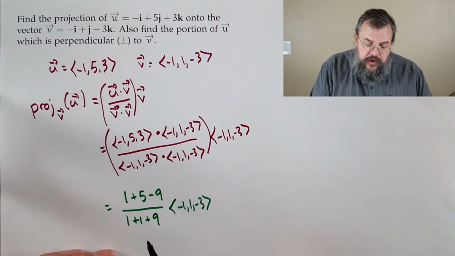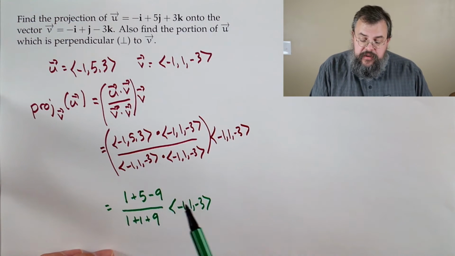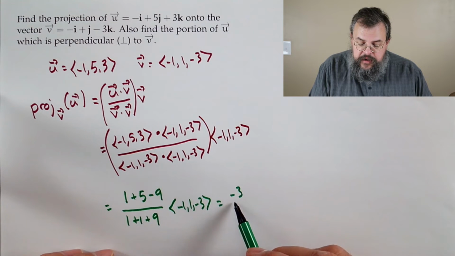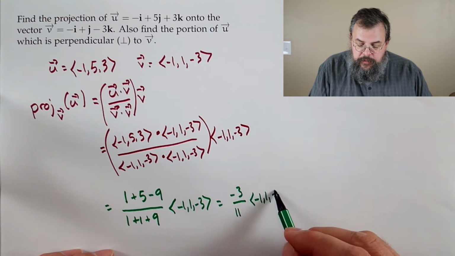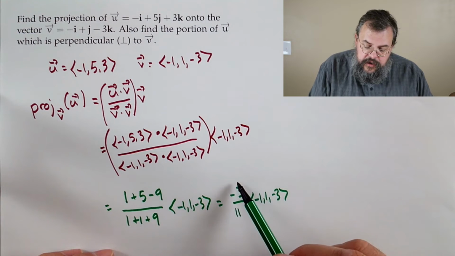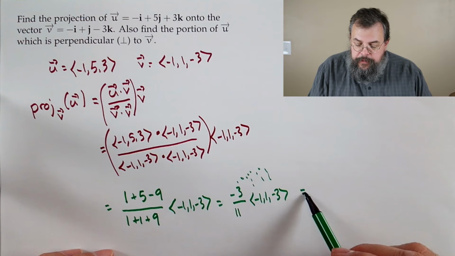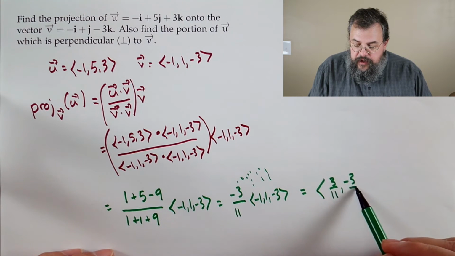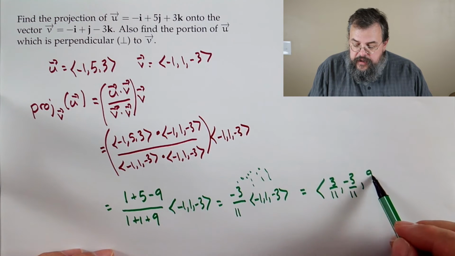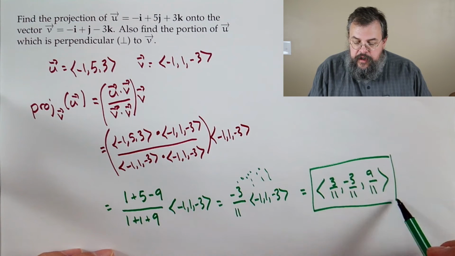All right, so we're almost there. 1 plus 5 is 6, minus 9 is -3. So -3 over 1 plus 1 plus 9, which is 11. So minus 3 elevenths times (-1, 1, -3). Or if you wanted to, you could multiply this through, which is perfectly fine. We end up with (3 over 11, -3 over 11, 9 over 11). All right, so this is our projection.